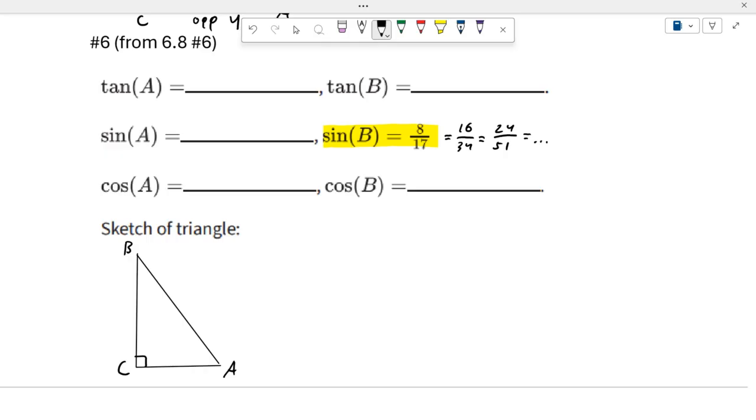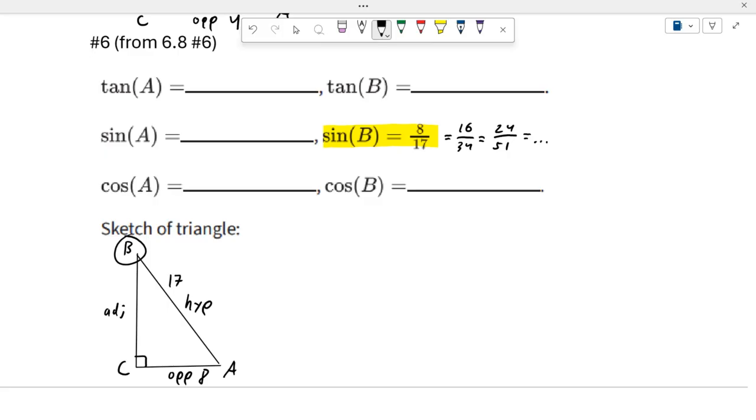So the definition for sine in a right triangle is opposite over hypotenuse. So if we're talking about angle B, which is right here, my hypotenuse, as always, is across from the right angle. For angle B, this is my opposite at the bottom, and then going over here on the left is my adjacent. Like I said, the definition for sine is opposite over hypotenuse, and so I'm going to label my opposite as 8 and my hypotenuse as 17. Technically, I could have done 16 and 34, or 24 and 51, because all three of those pairs have the same ratio of 8 to 17.